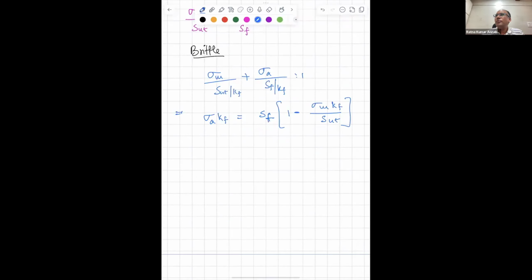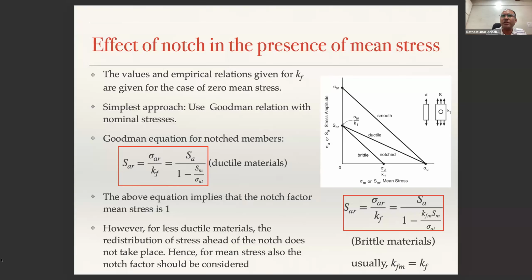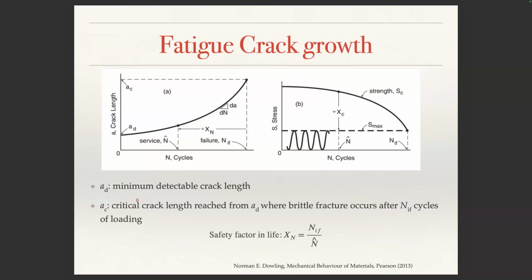Okay. So now let us look at fatigue crack growth. So we have looked at the fatigue stress concentration factor. Now let us look at fatigue crack growth. You are able to see my screen, I hope, with the slides. Yes, sir. So what do we mean by fatigue crack growth? Let us carefully understand this figure.